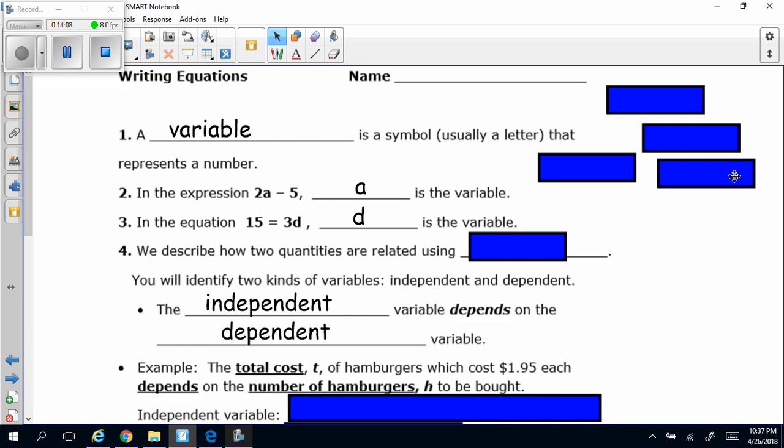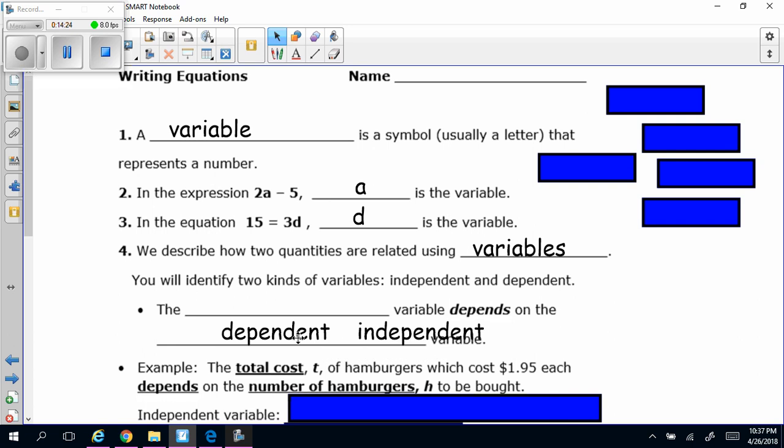So we describe how two quantities are related using variables. We know this. Now, once again, two kinds of variables, independent and dependent. The independent variable, oops, switch this up. The dependent variable depends on the independent variable. All right.